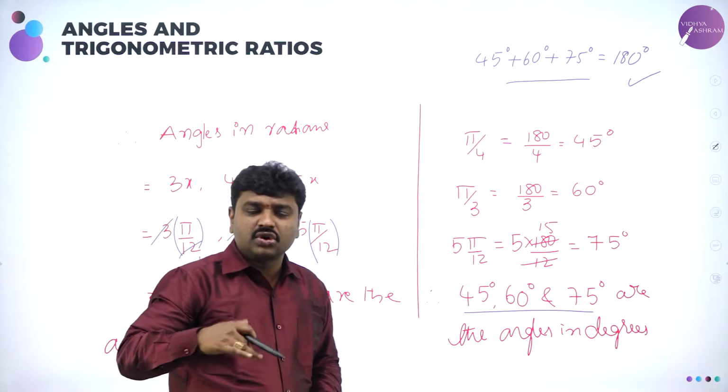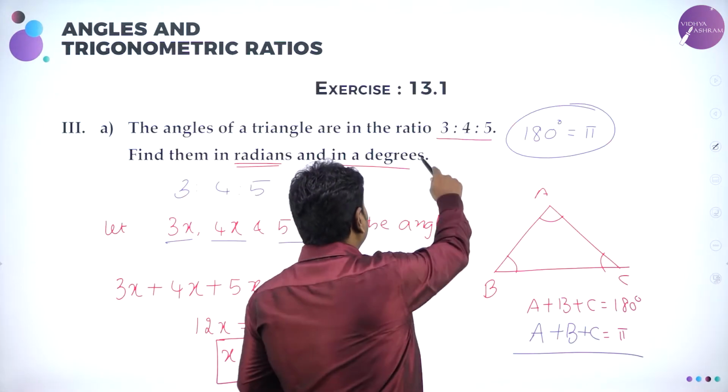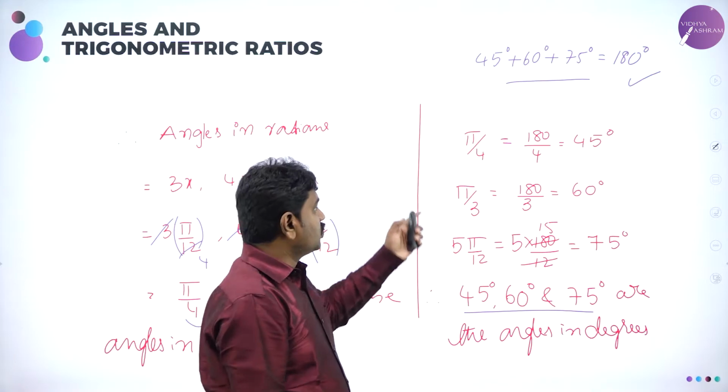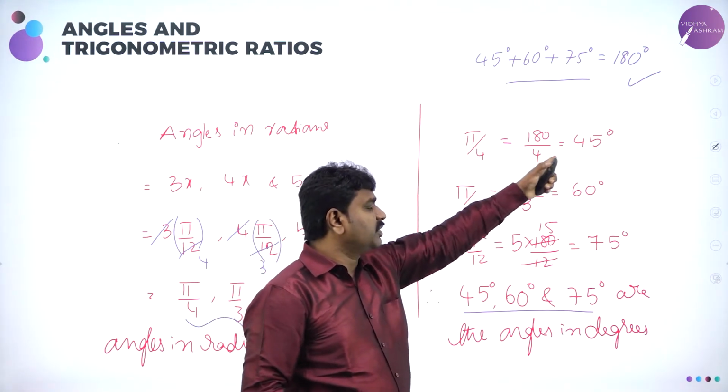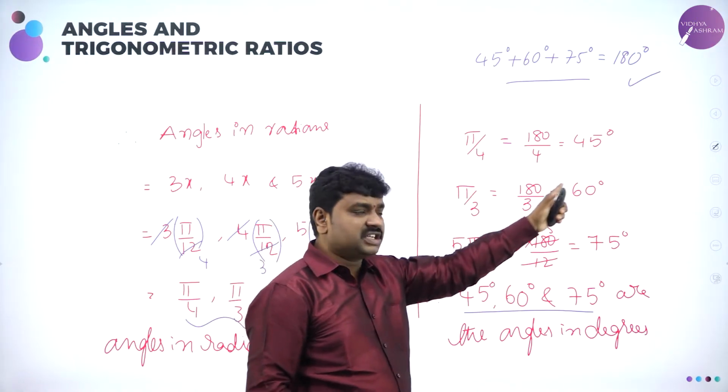Once you get them in radians, you have to convert to degrees, because in the question they asked for radians and degrees also. So pi means 180. Directly in the place of pi, put 180 degrees. 180 by 4 is 45. 180 by 3 is 60.